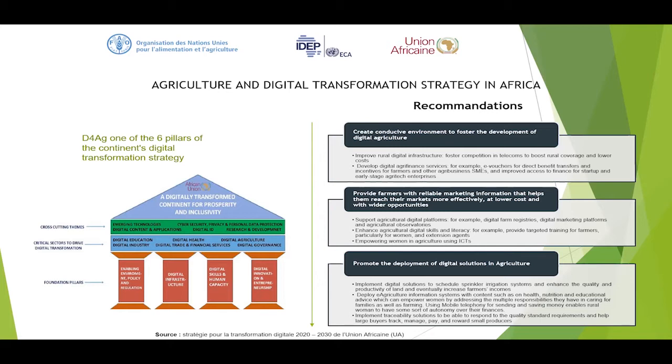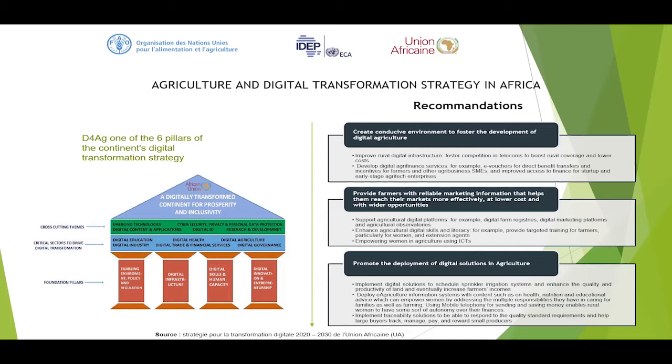And then the second recommendation is to provide farmers with reliable marketing information that helps them reach their markets more effectively at lower costs and with wider opportunities. And I think this is extremely important because when farmers know that they have a market, it becomes easy for them to produce. So that market information is critical in enabling digital agriculture.